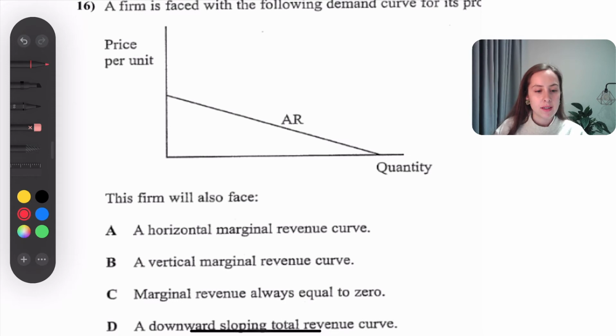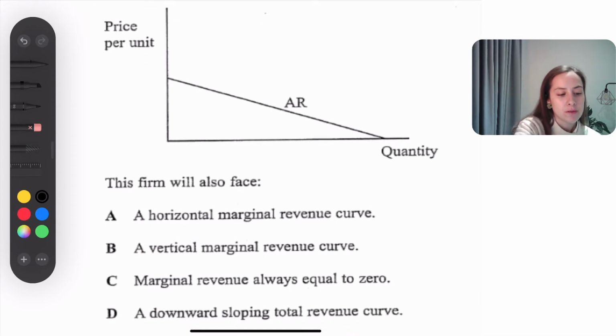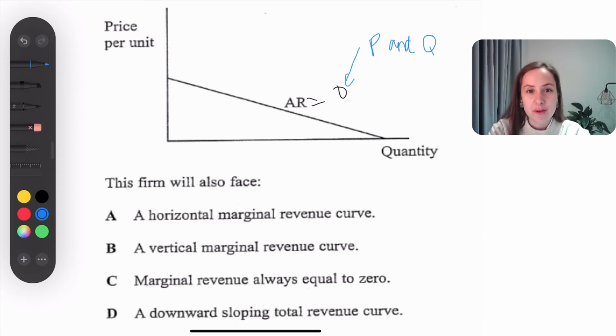Okay, question 16 is talking about a company with a downward sloping demand curve. Just for reference, your AR is equal to your demand curve. The explanation for that is kind of a bit odd, I guess. Your demand curve is the relationship between price and quantity. Obviously that's simplified. Don't write that down. That's kind of what it would be in maths. And your AR curve is like your AR plotted against quantity.